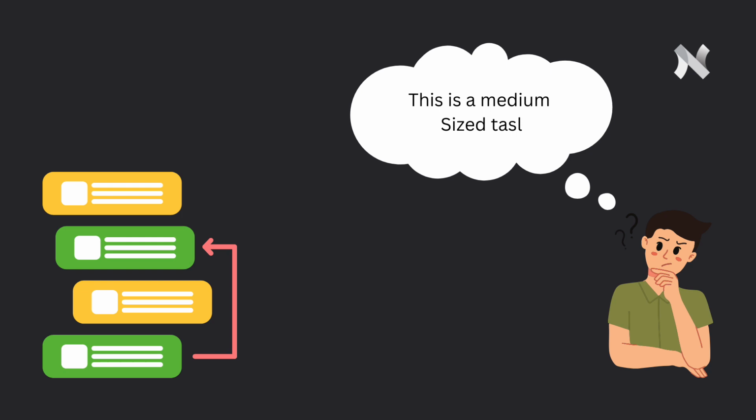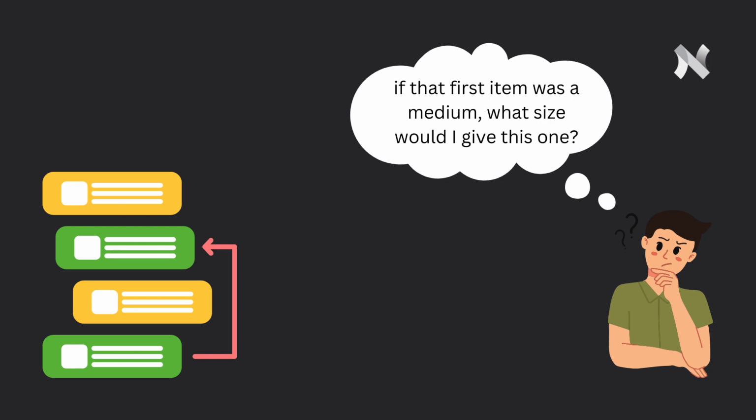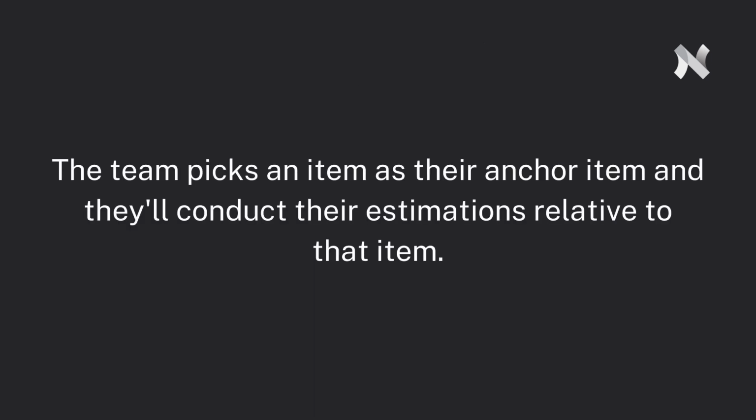Let's start with the simpler of the two, t-shirt sizes. To get started, the team simply picks one item on the backlog that seems to be about a medium-size workload, and simply calls that a medium in the estimate field. After that, they take another item on the backlog and compare it to the medium item they just identified, and answer the question, if that first item was a medium, what size would I give this one? The team will repeat this process on each additional item or user story on the backlog until they're all addressed and done.